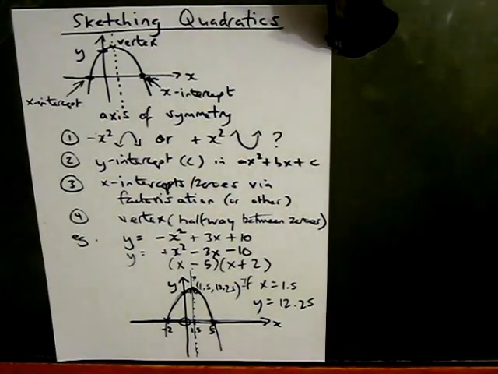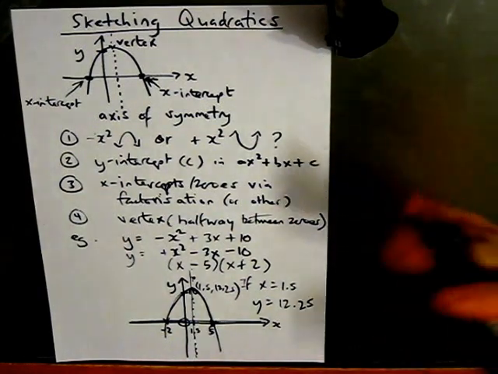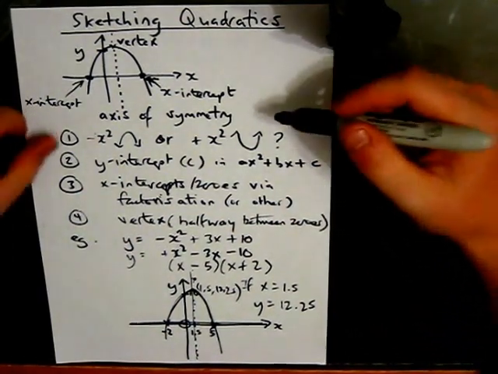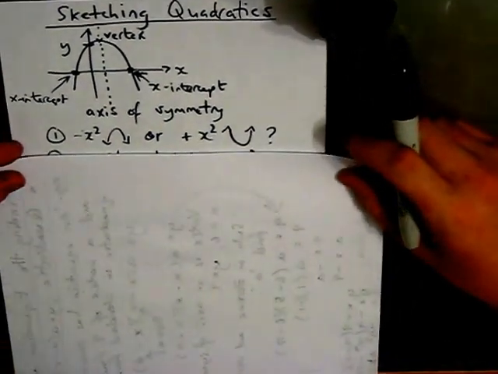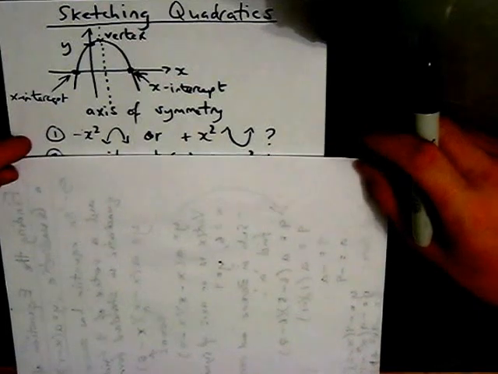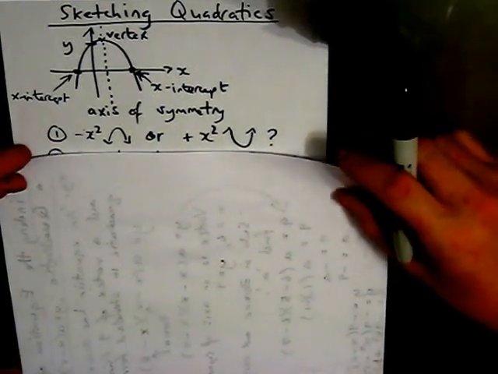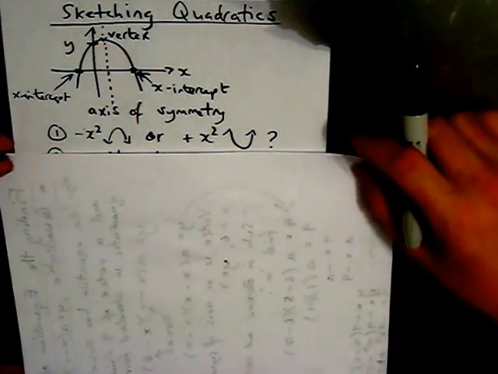So in this example, we're looking at sketching quadratics. You don't need to plot a lot of points. You just need some strategies for getting an idea of which way around this curve goes, and using the roots or the x-intercepts to find out the axis of symmetry, the vertex, and finding the y-intercept, putting that all together.